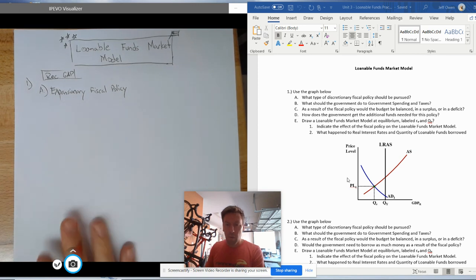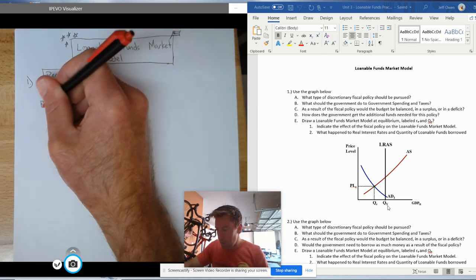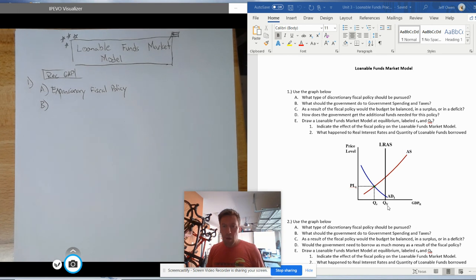What does that mean? We want to move our aggregate demand to the right. We want to expand it. We want our QE, our short run equilibrium, our current GDP to get bigger. We want it to equal our full potential output. So that's where we want to go. All right, B. What should the government do to government spending and taxes?